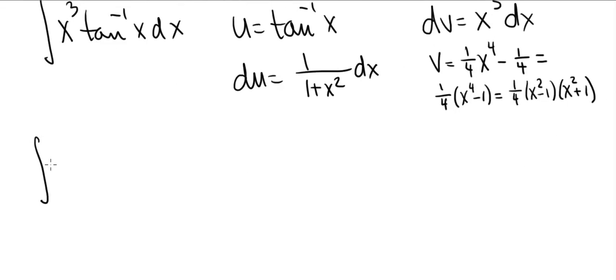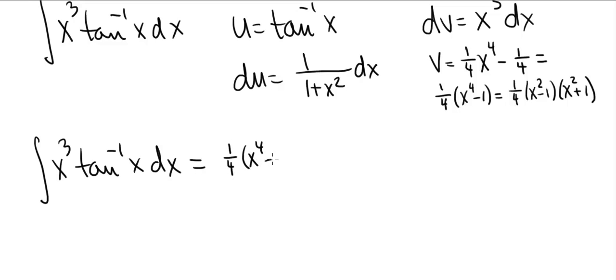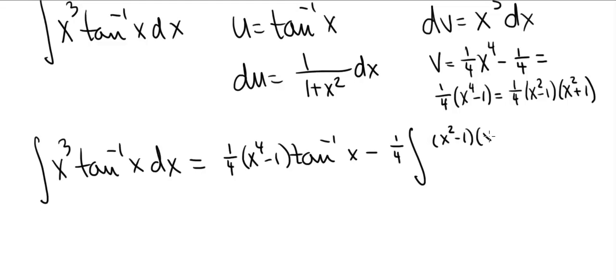Here it is, the integral of x cubed inverse tangent of x is equal to u times v. So v this time is 1/4 times x to the 4th minus 1, times u, which is inverse tangent of x, minus the integral of v du, and that is 1/4 times x squared minus 1 times x squared plus 1 divided by 1 plus x squared dx. As you can see, 1 plus x squared and x squared plus 1 are the same thing.